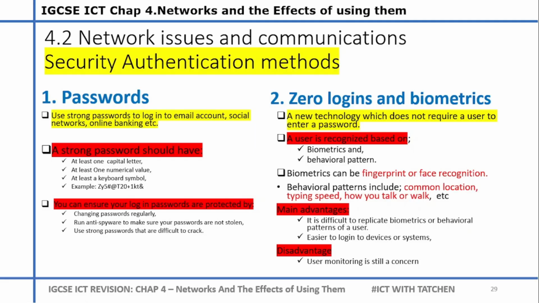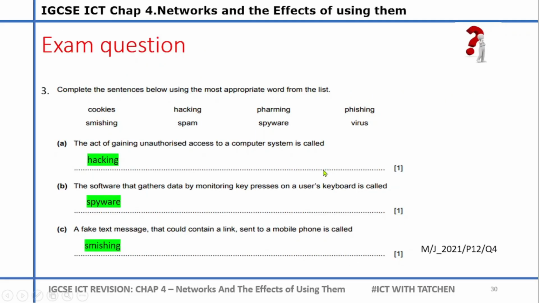So they're monitoring you. Now, some exam questions. They say complete the sentence below using the most appropriate word from the list: cookies, hacking, farming, phishing, smishing, spam, spyware, virus. The act of gaining unauthorized access to your computer system is called hacking. The software that gathers data by monitoring key presses on a user's keyboard is called spyware. A fake text message that could contain a link sent to a mobile phone is called smishing.